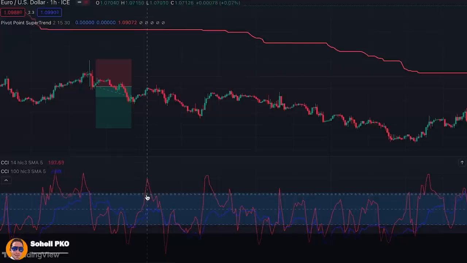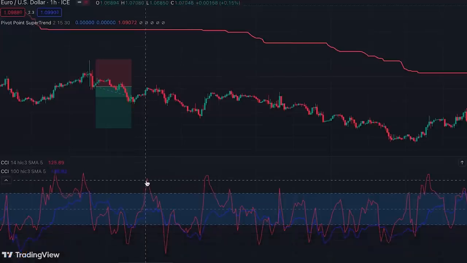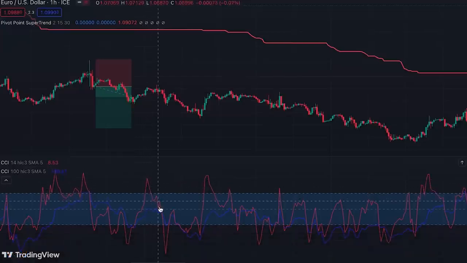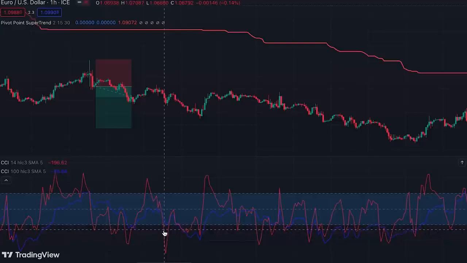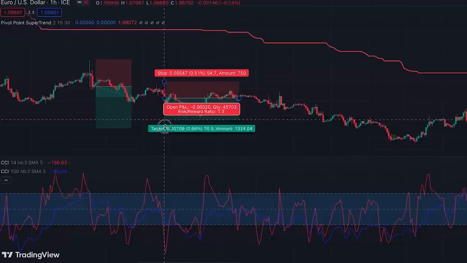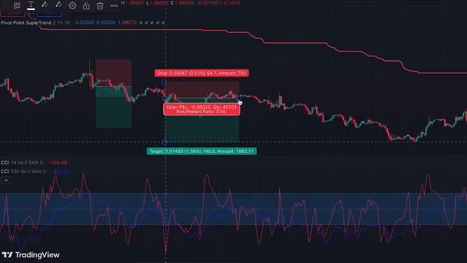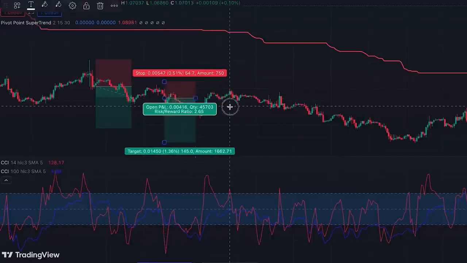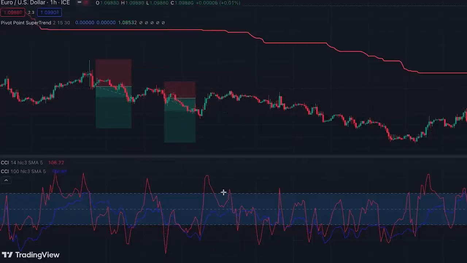After this trade, we had another short position opportunity here. At this point, you can see that red CCI went above plus 100, and then it went down and crossed below the blue CCI, and here at this point went below minus 100. So another short position can be opened here at this point, and this trade is also a successful trade as you can see.